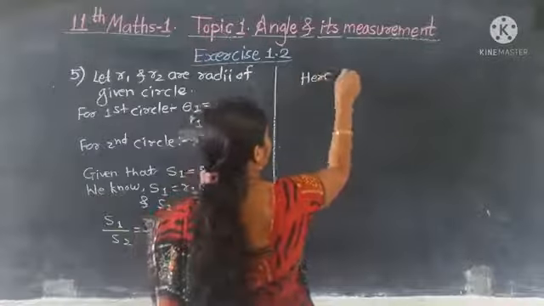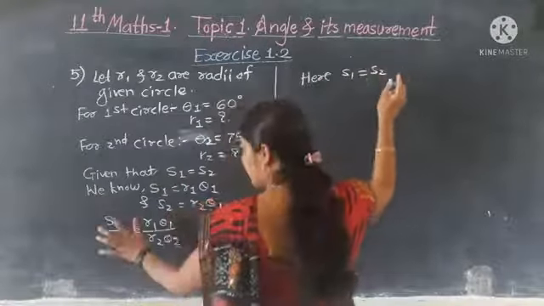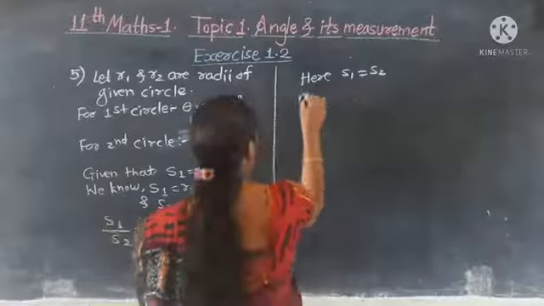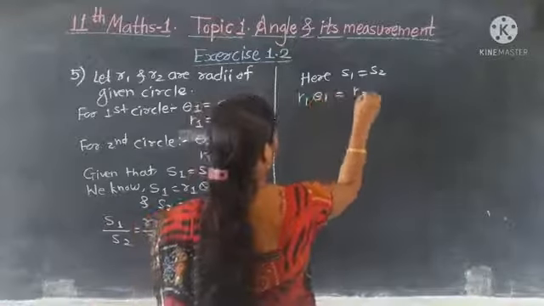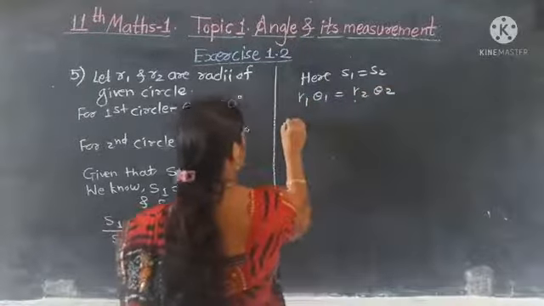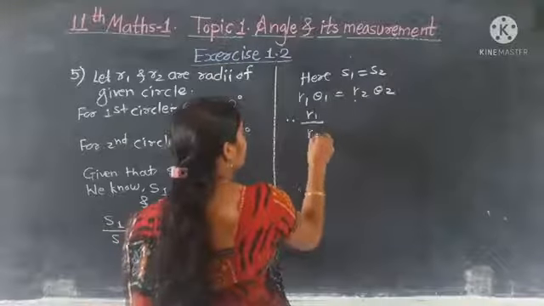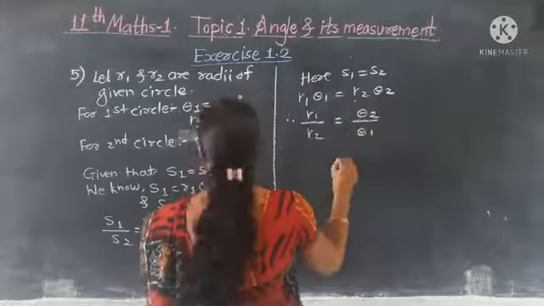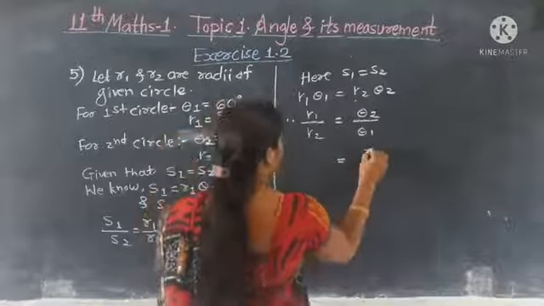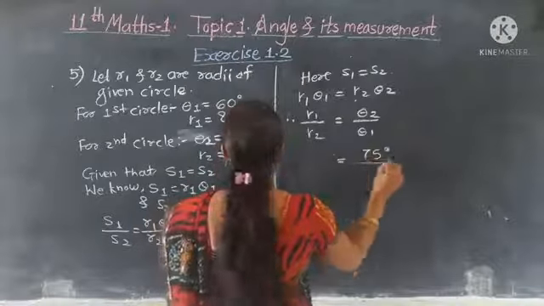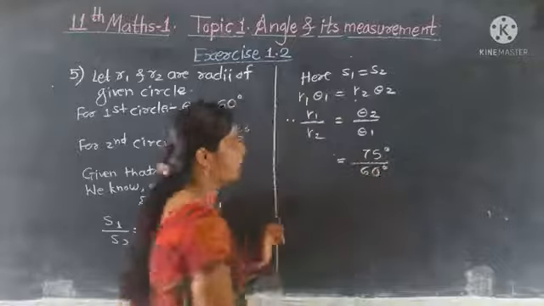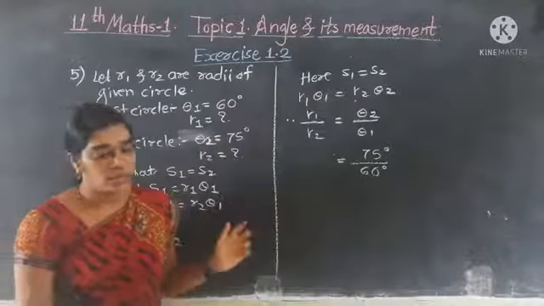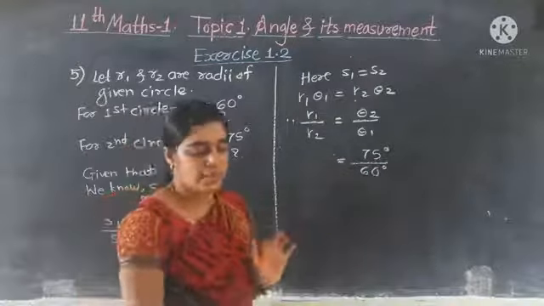Here S1 and S2 are the same, given. So we write R1 theta 1 is equal to R2 theta 2. That is, R1 upon R2 is equal to theta 2 upon theta 1. What is theta 2? 75 degree upon 60 degree. Okay, we convert this into radian.